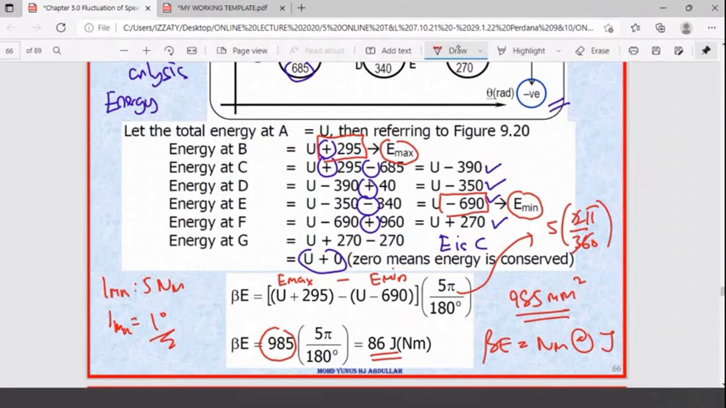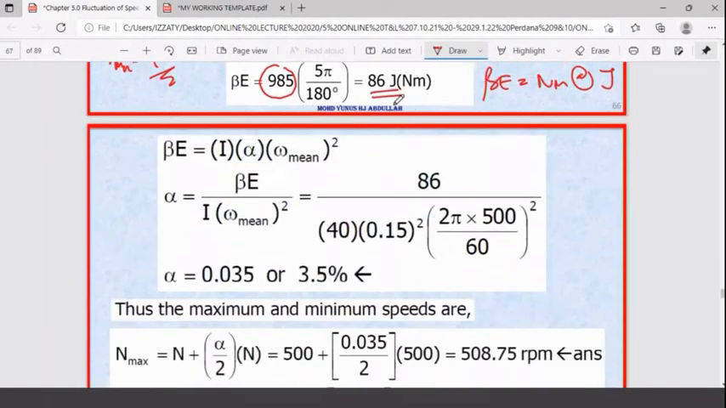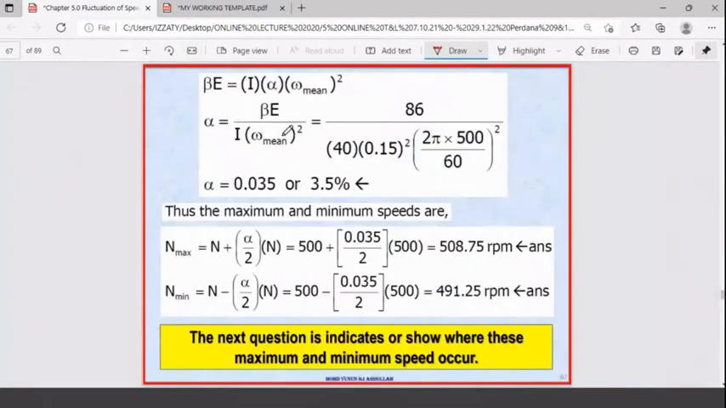That will make your life very easy because the next one is not very difficult. For the next one, I put in all the values here. Look at here: alpha, beta E calculated to be 86. I calculated mk squared just now, and the omega mean is also calculated. Then you put it to the power 2, and you'll be getting as such.